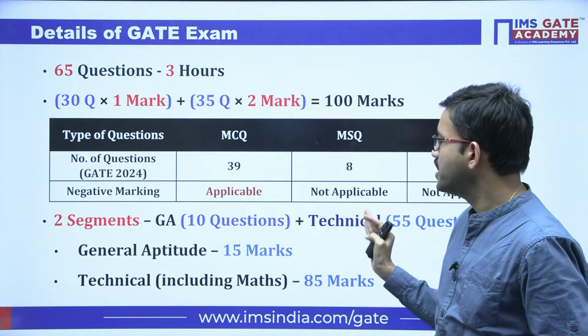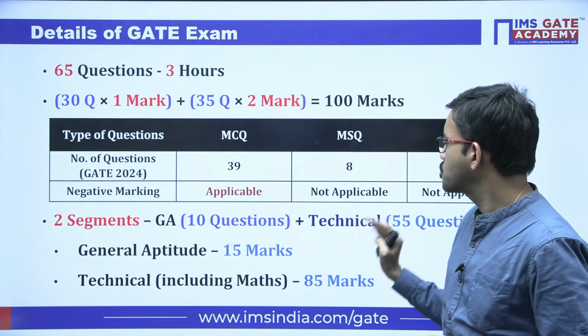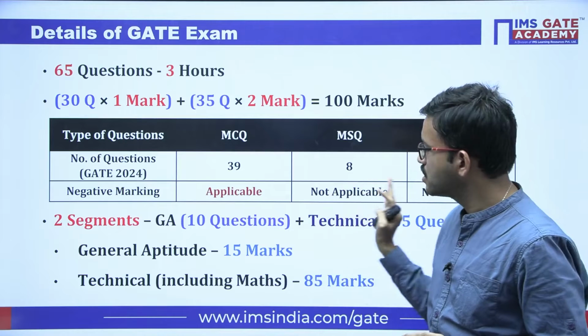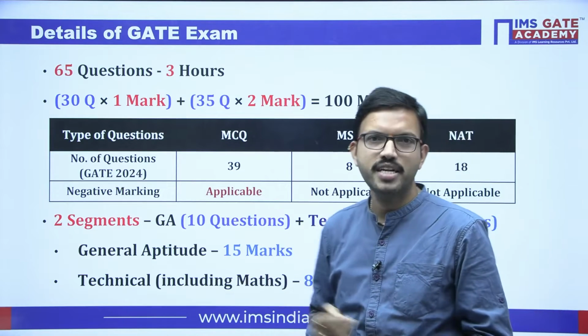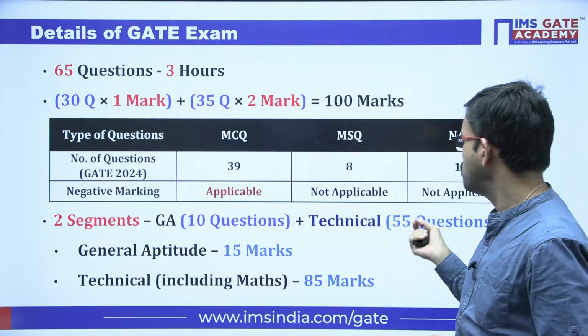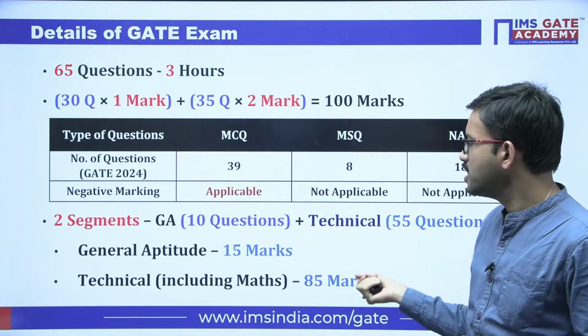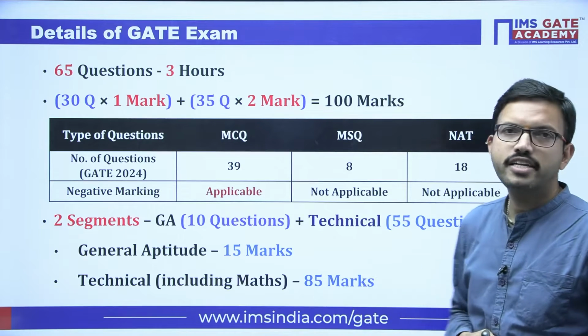The other segment is technical. In the technical section, you will have all the core subjects related to the ECE paper, and mathematics will also be there. Together you will have 55 questions. The weightage of this technical section will be 85 marks.